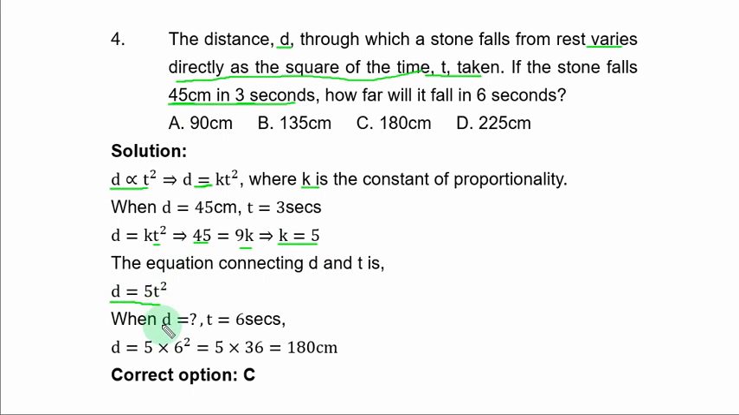Now you are asked to find D when T is 6 seconds. So in that formula, you simply replace T with 6. So you have 5 times T squared, that is 5 times 36, and you have 180 centimeters. C is the correct option.